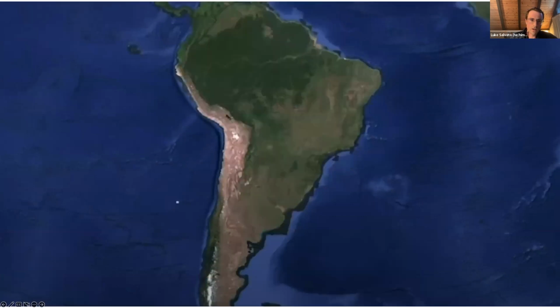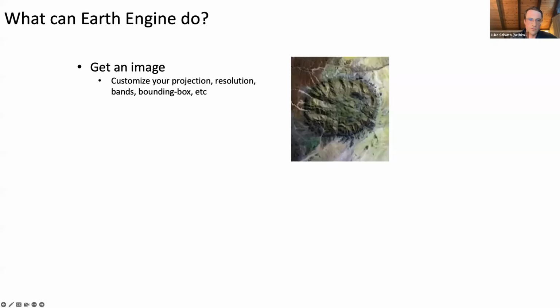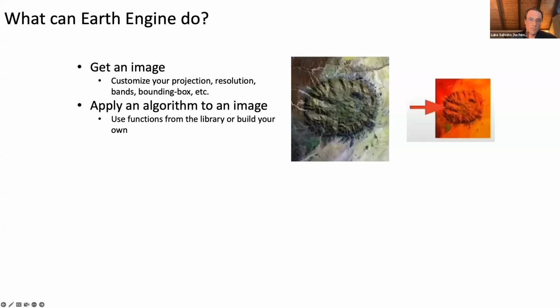and also composites. And this, for example, is what is built to be the background for Google Earth. Okay, so some of the functionality in Earth Engine: you can get an image, you can customize your projection, you can specify and get different types of images with different resolutions. You can apply an algorithm to an image, and there are pre-built functions in Earth Engine that we can use, and we can also build our own functions.